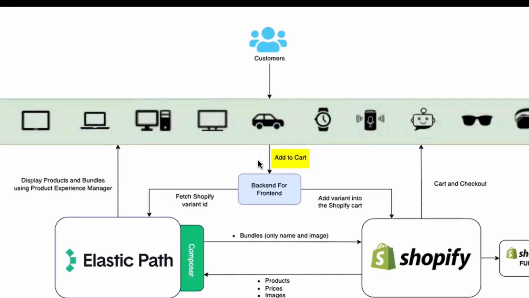So let's understand the add to cart. When a customer adds an item, this BFF layer will fetch the Shopify variant IDs from Elastic Path and add those into Shopify. And then the customer can proceed with Shopify checkout.